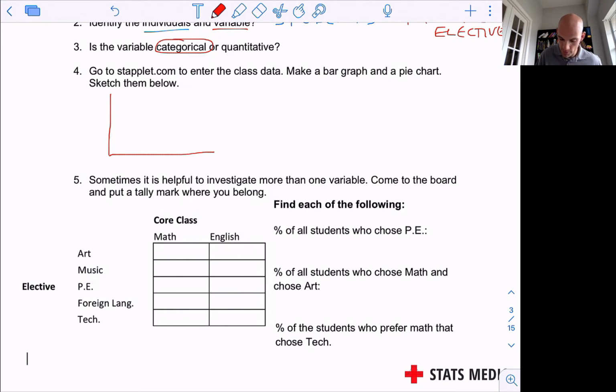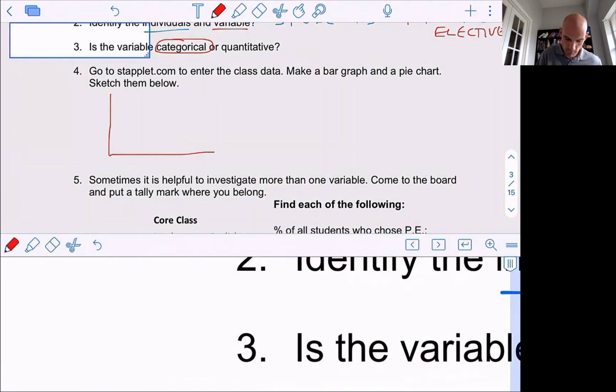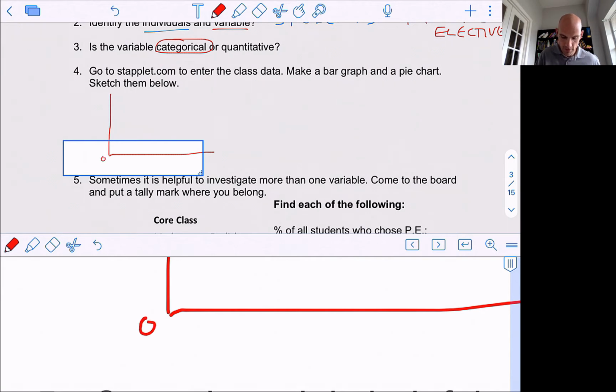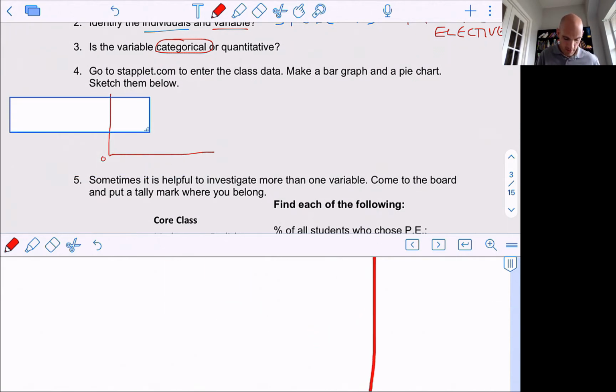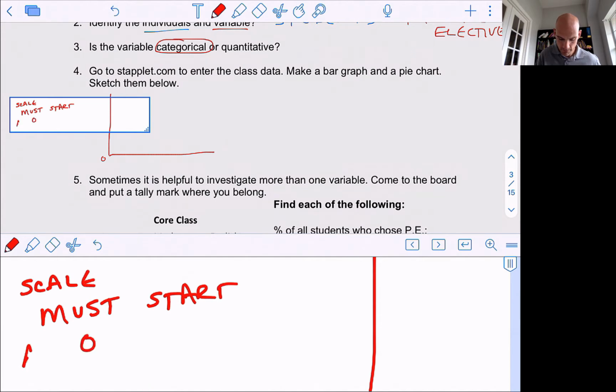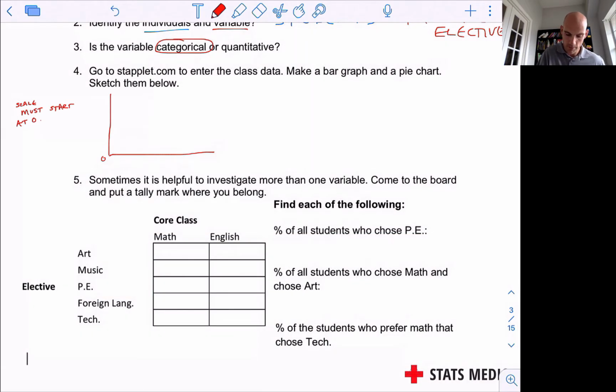I'm going to help myself out here and give myself a little box. Something to note is your scale must start at 0. We don't want to start a scale in the middle of something because that can be deceptive for our data. And on the side here, I'm going to add in my tick marks.